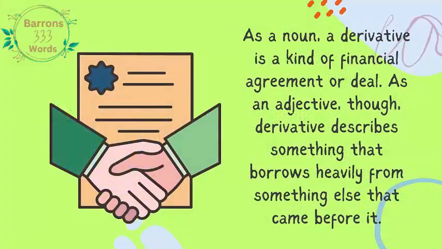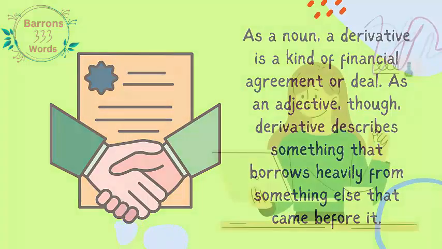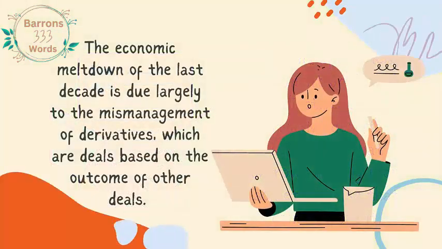As a noun, a derivative is a kind of financial agreement or deal. As an adjective, though, derivative describes something that borrows heavily from something else that came before it. The economic meltdown of the last decade is due largely to the mismanagement of derivatives, which are deals based on the outcome of other deals.